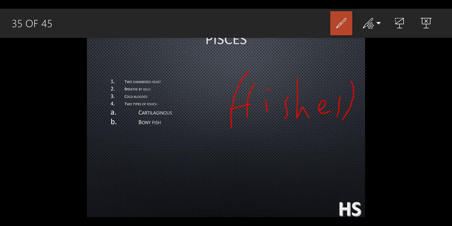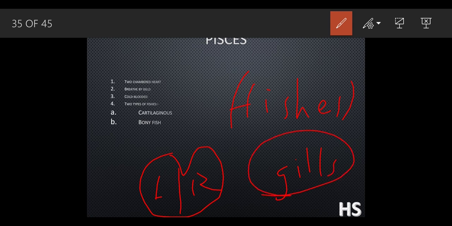They have a two chambered heart. Suppose this is the heart, so they have only two parts. This is the left hand side and this is the right. Only two chambers they have. As we know, some basic knowledge, fish respire through gills which are present on their body. As in humans we respire through lungs, these fishes respire through gills.